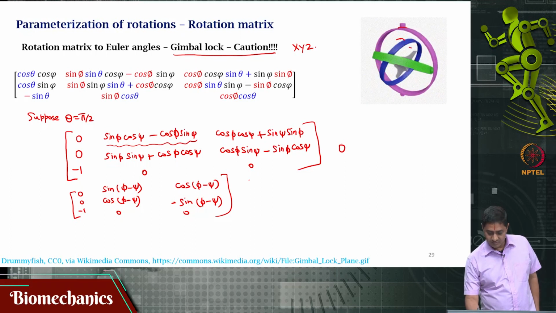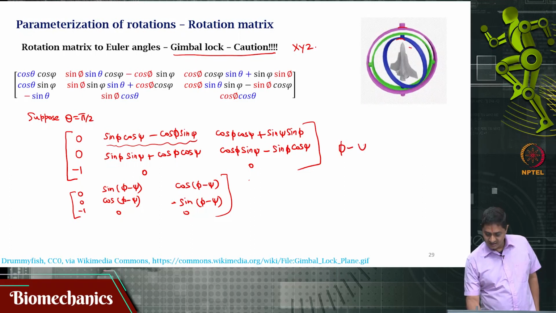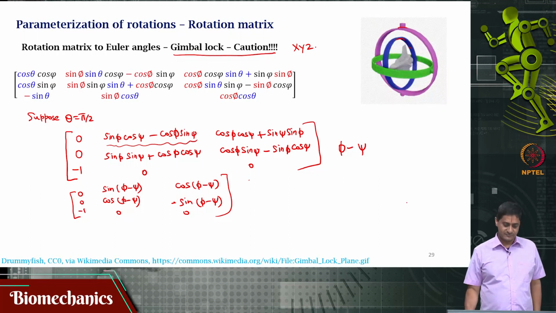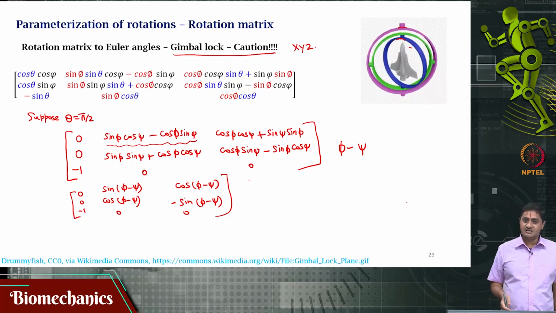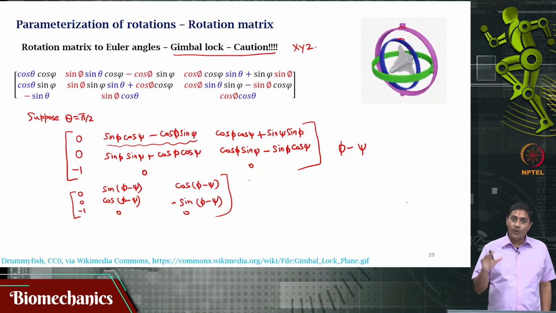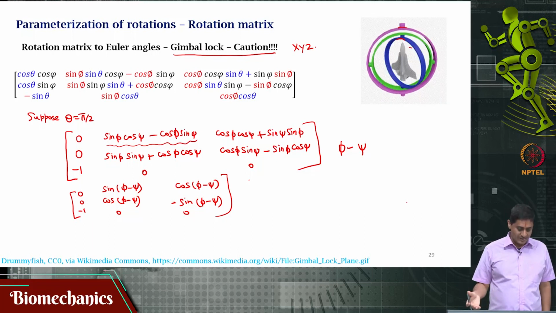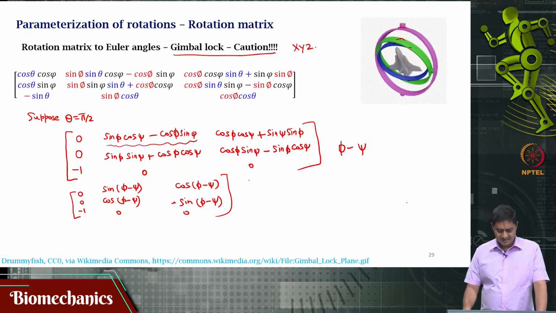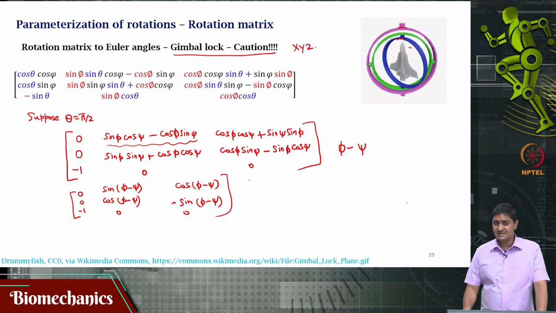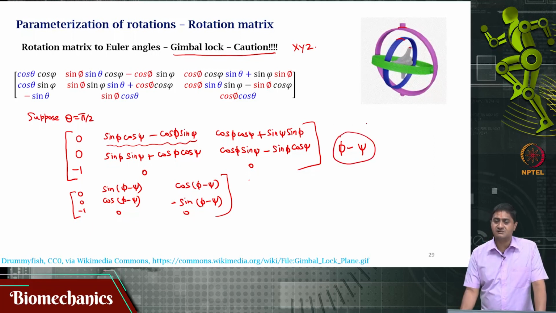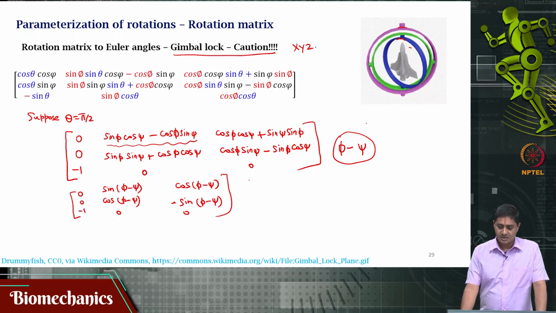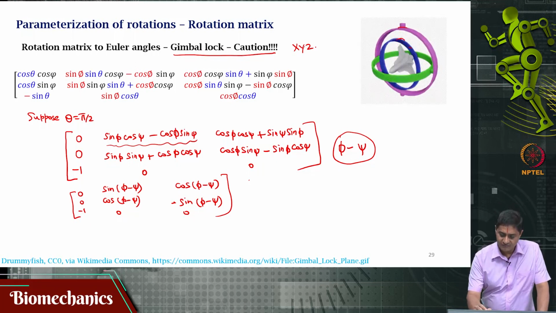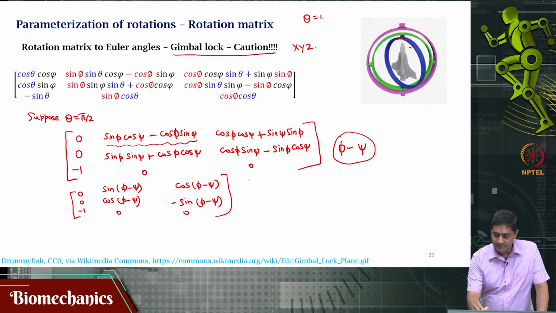1 degree of freedom, it turns out, is this angle difference between phi and psi. The difference between these two angles is the only degree of freedom that appears to matter here. From this, what I am understanding is that there is a reduction in the number of degrees of freedom. Earlier I had 3 degrees of freedom, now it appears that only this matters for describing this rotation. And remember, this happens only when theta equals pi by 2.